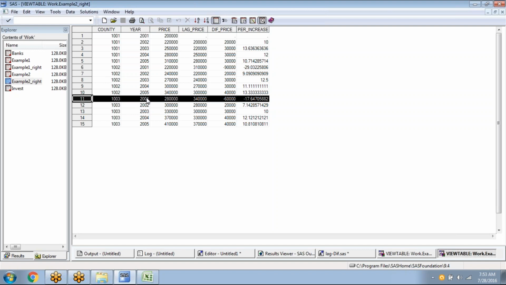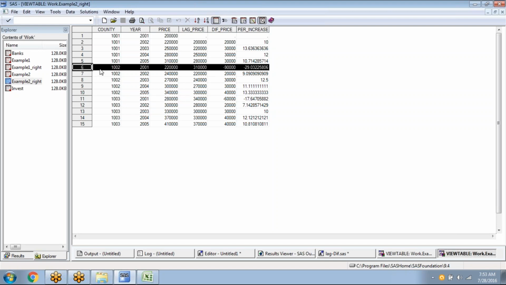This record is nothing but the first record in this group, right? For 1003 county, this is the first record. In the same way, for 1002 county, this is the first record. So for each group, the first record value should be null.